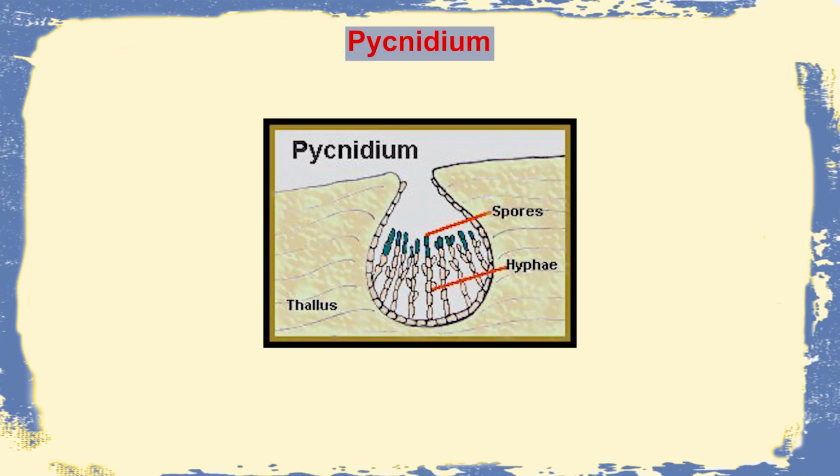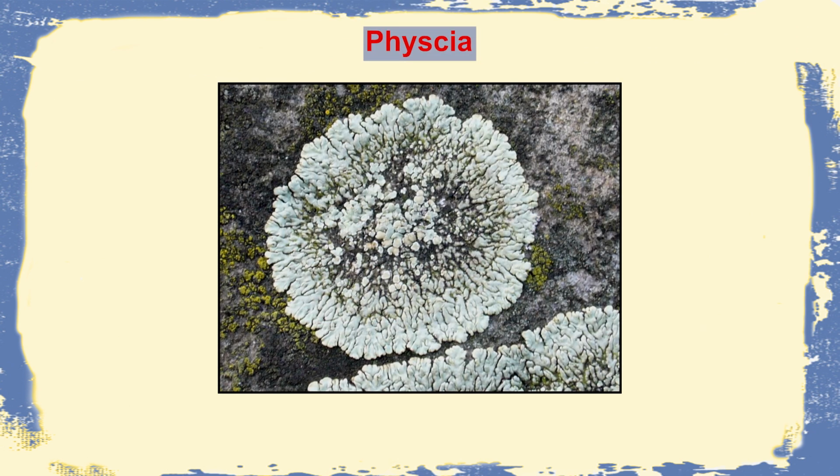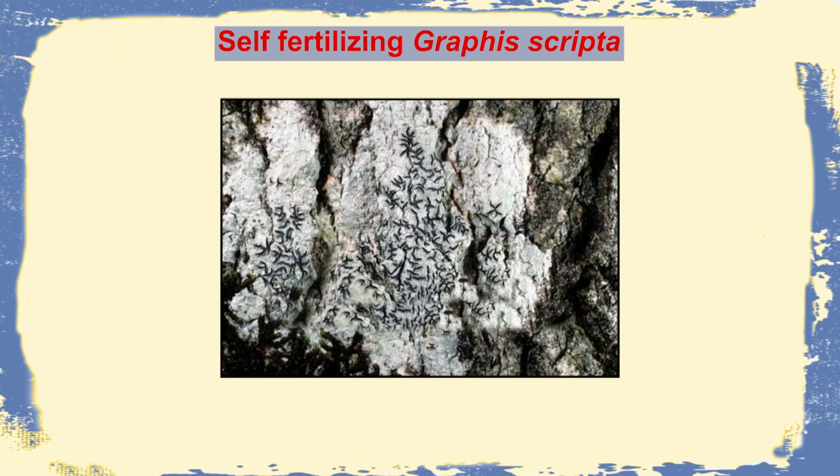Now pycnidium is an asexual spore structure, represented by a flask-shaped body, and inside that flask-shaped structure there will be filamentous hyphae with small aggregates of spore, and this particular structure is found in Phaecia. Sometimes they will not require two separate plant bodies. A single lichen thallus can be self-fertilizing. That is, they produce the male and the female gamete which can unite and produce a plant body by sexual reproduction, and it is found in Graphis scripta.